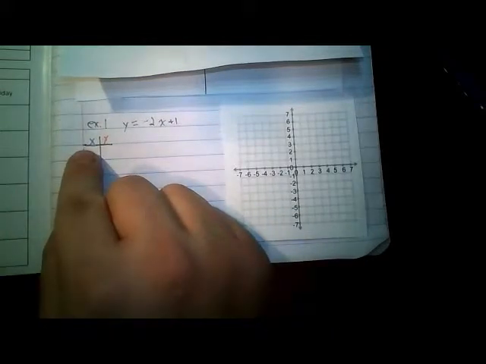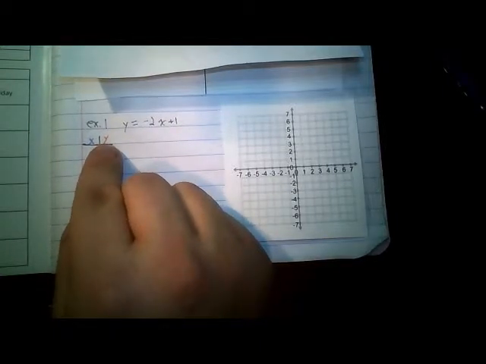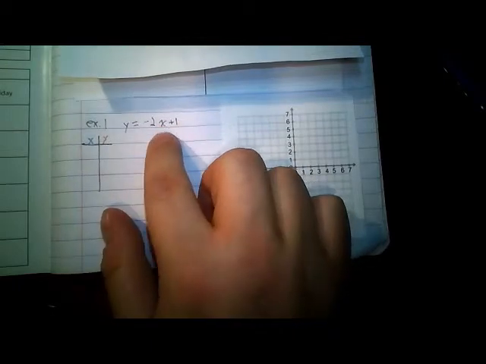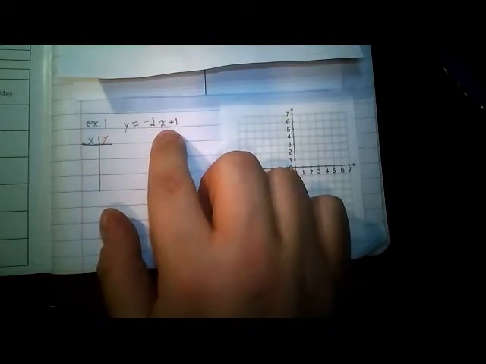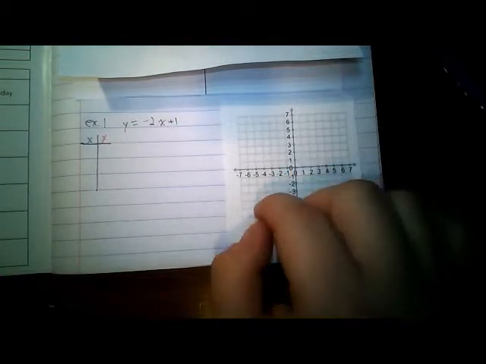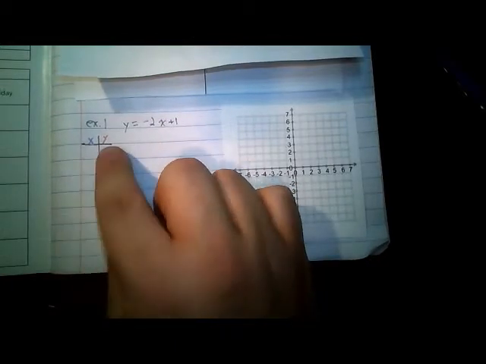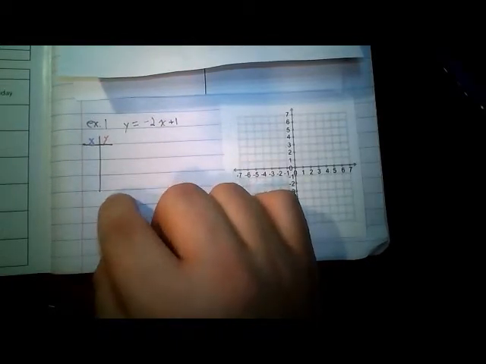I'm going to do my x values in blue and my y values in red. Now most of what we're going to be doing in this unit is taking an equation like y equals negative 2x plus 1 and showing the graph of all of the solutions of the equation. Okay? So one way to find solutions and actually make a line is to choose x values and find what the y values are going to be.